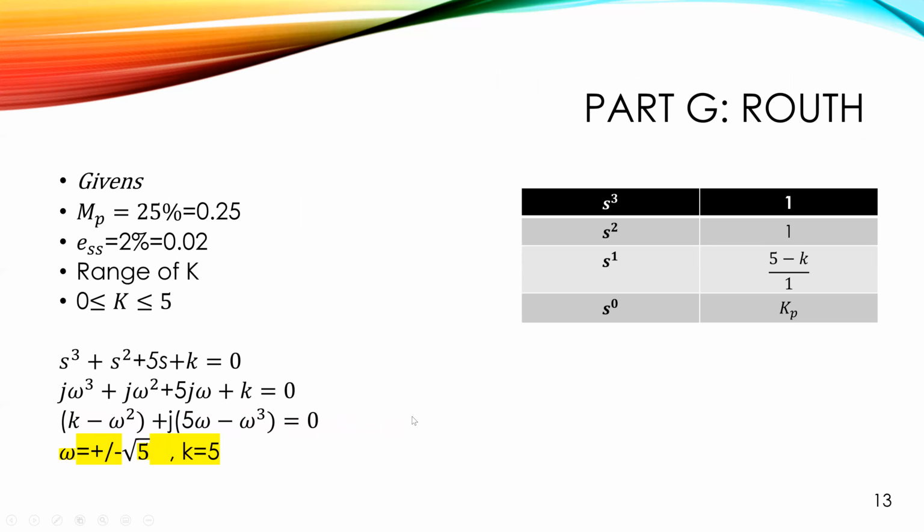For part G, we have been given the max overshoot of 25% and the steady state error of 2%, and by using the feedback control, we will determine the range of K. Starting with the equation below, we will replace the s to solve for the result, and then we get a critical gain of 5.